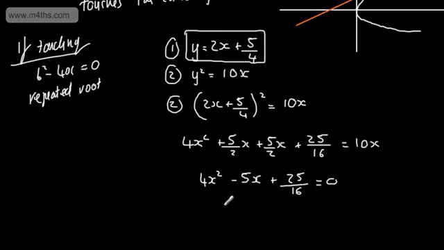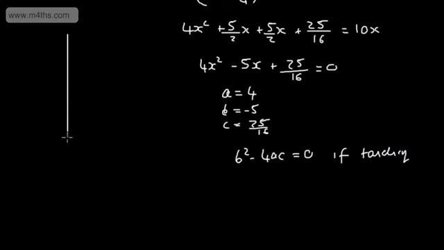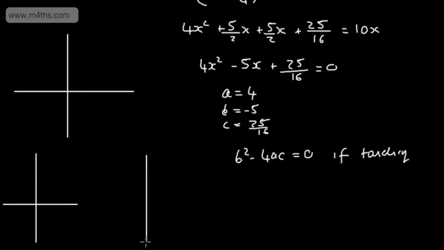So our value of a using the discriminant will be 4, our value of b is going to be minus 5, and our value of c is going to be 25 over 16. Using the discriminant, we can state b squared minus 4ac will be equal to 0 if touching. Remember, this goes back to when we looked at the discriminant. We have 3 different scenarios, and I'll draw these as quadratics. Obviously, in this particular case, it's slightly different.